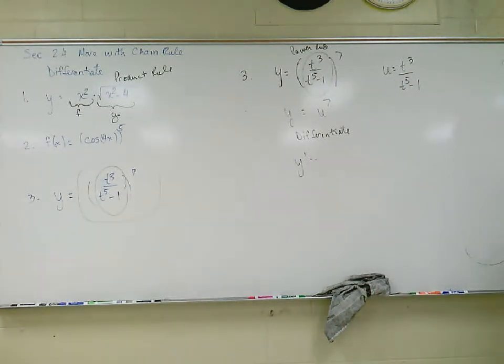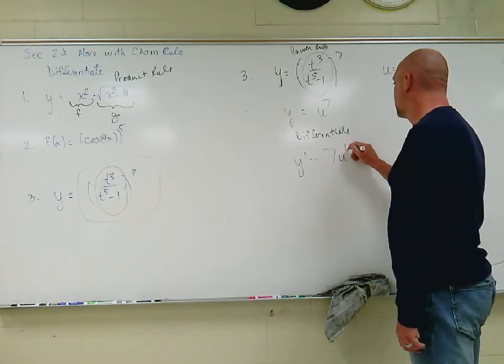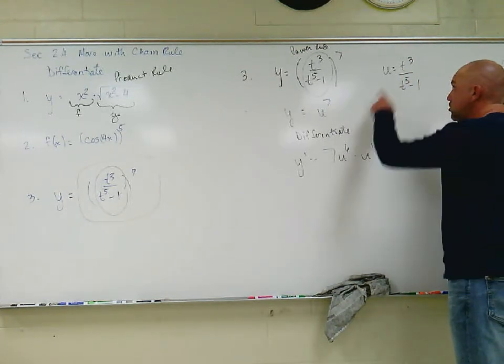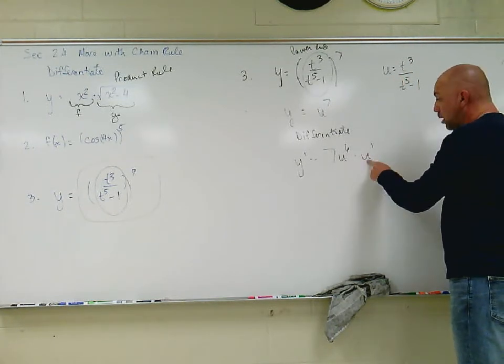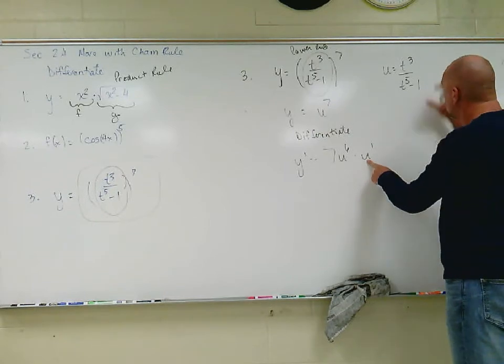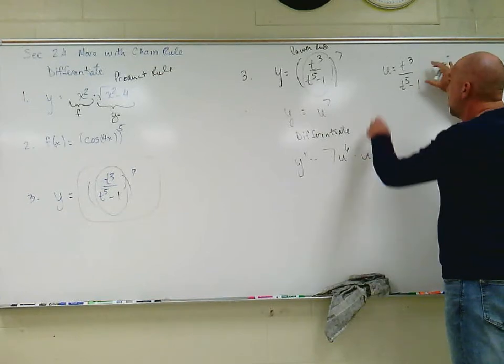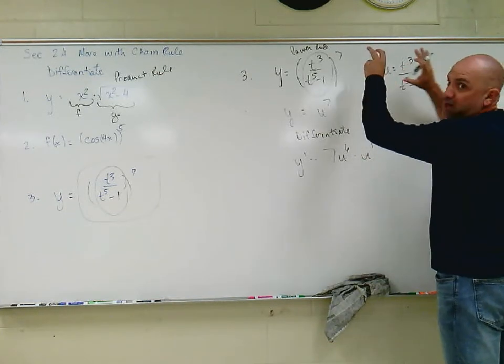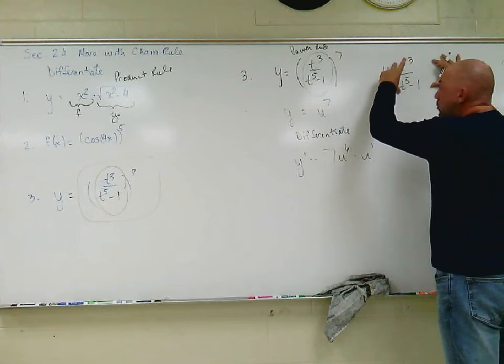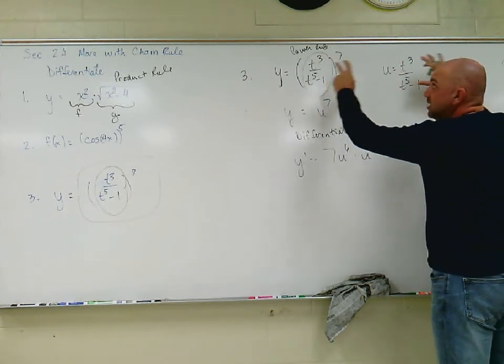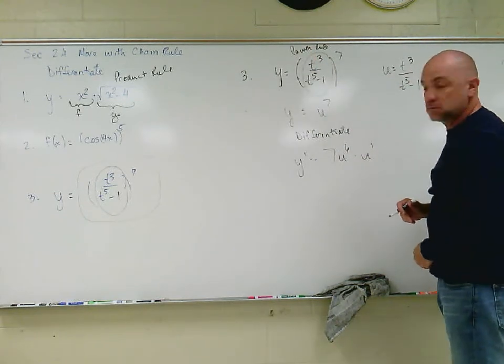Ivan, what's the derivative of u to the 7th? 7u to the 6th times u prime. So now all you've got to do is figure out what u is, which you've already got, and what u prime is, which is the derivative of this. This is why this one is meaty. You've got a blank rule inside of a blank rule. This is going to require what rule? Quotient. And it's inside of a power rule. Okay?